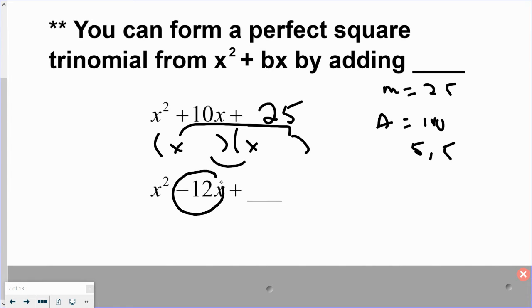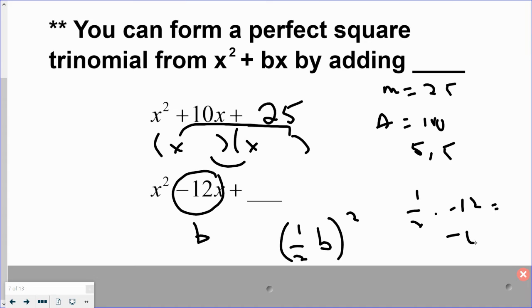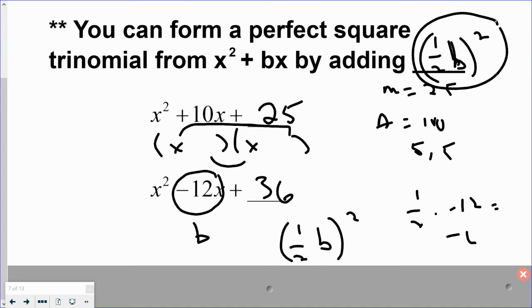What I'm really looking to do is take this number right here, the b number. I want to take half of b and square it. So if I take half of -12, I get -6. -6 squared is 36. So this would be half b squared. This is important.